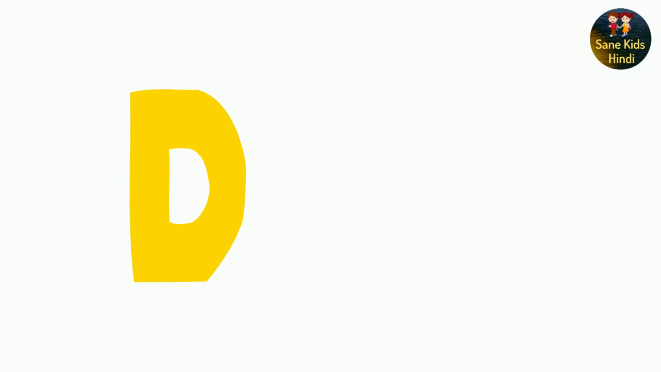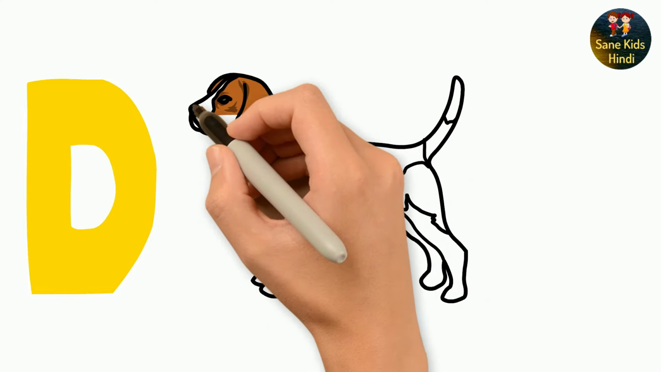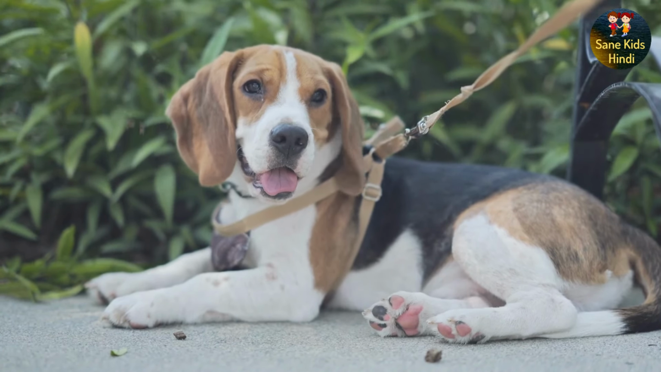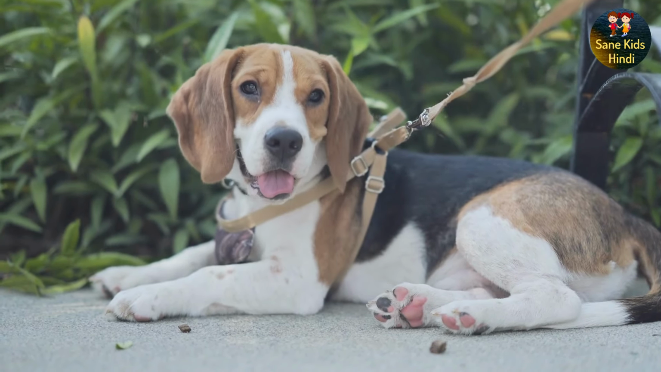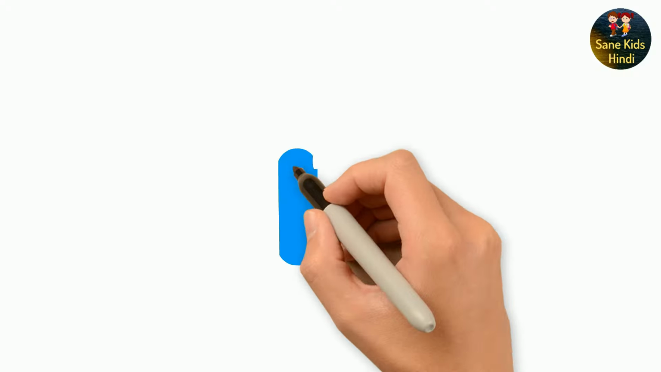D. D for dog. Q, R, S, T, U, V. Say with me, dog. Now I know my ABCs.